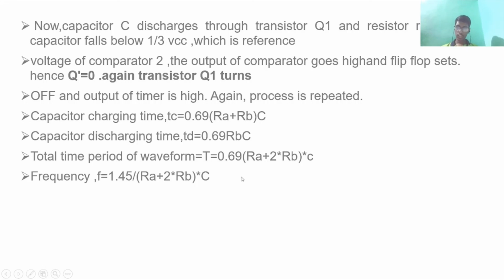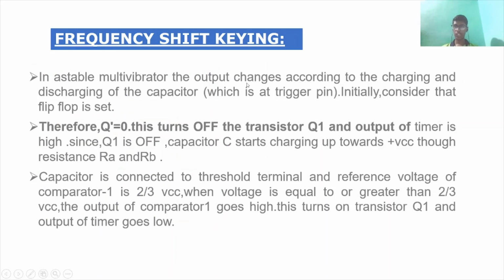Now, in the total time period, the formula is 0.69 (Ra plus 2 Rb) into C. Frequency we can calculate as 1 by it, that is 1.45 by (Ra plus 2 Rb) into C. So this is basically the frequency shift keying application, the major application.